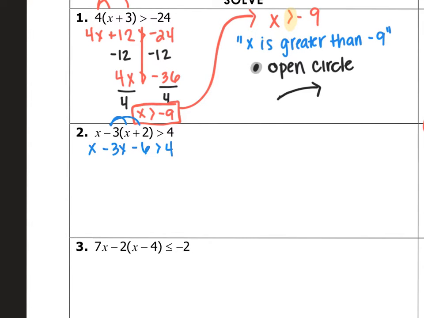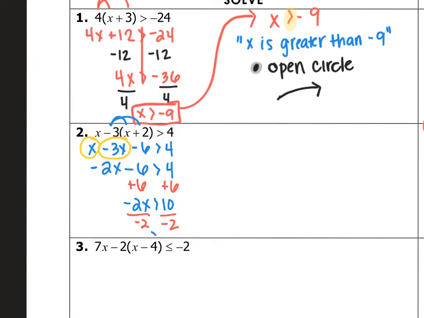I'm then going to combine like terms. I can combine this x with a negative 3x because they both have an x on them. So x minus 3x is negative 2x minus 6 is greater than 4. I am then going to add 6 to both sides. I'm left with negative 2x is greater than 10. Divide by negative 2.